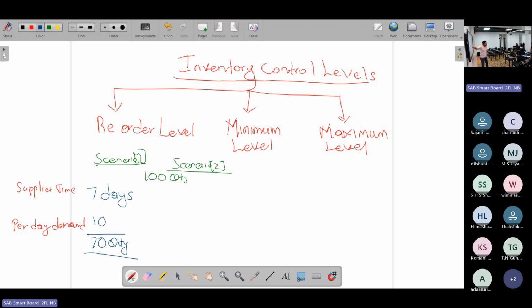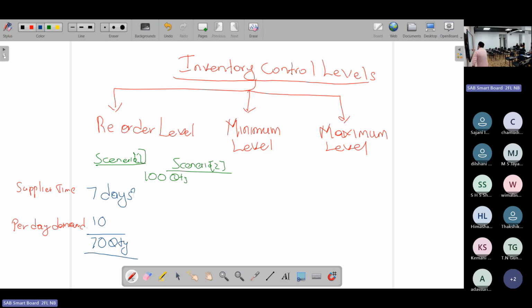So here, 70 means for the next 7 days, you should have 70 quantities. Forget about maximum and minimum. You are confused, right? The concept is different. So 70 quantities you need for the next 7 days, because the demand is 10 quantities per day.